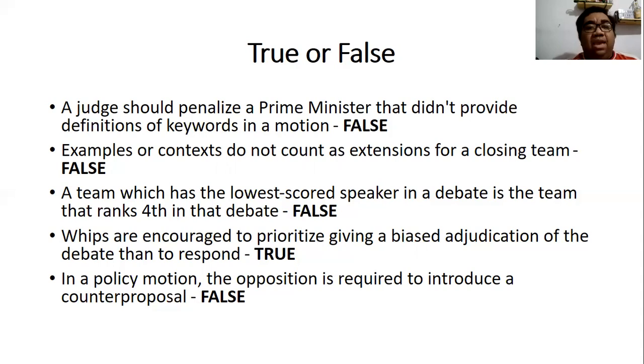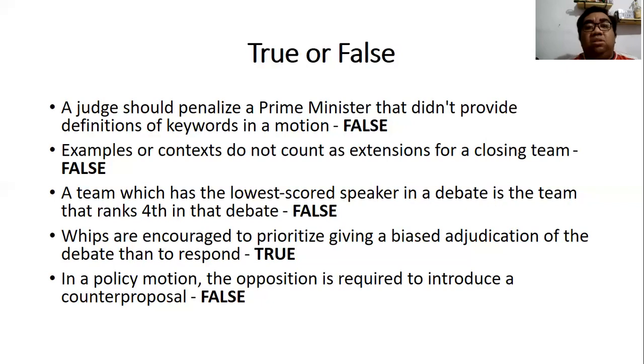The third item: a team which has the lowest score speaker in the debate is the team that ranks fourth in that debate. This is false. Now, we've seen a lot of judges actually falling for this item. What this item specifically said is the lowest scored speaker. So it is entirely possible for someone to get, let's say, a 65, but their teammate got an 80, and that team can be ranked first, second, or third.